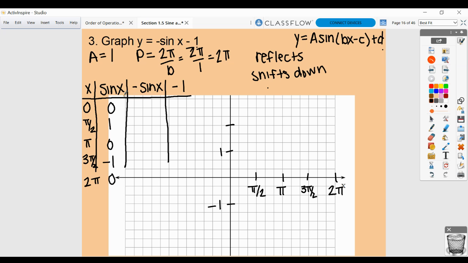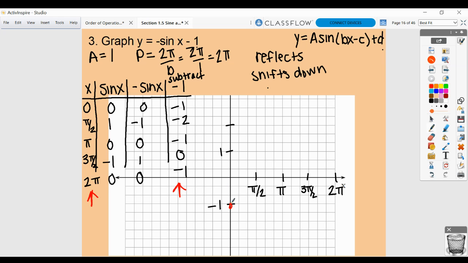Then what's the difference between here? You multiplied by -1. So 0, -1, 0, 1, 0. What's the difference between these two? Is you subtracted 1. So let me write that down. Subtract 1. 0 minus 1 is negative 1. Negative 2. Negative 1. 0. Negative 1. Okay. So this is what you are going to graph now.